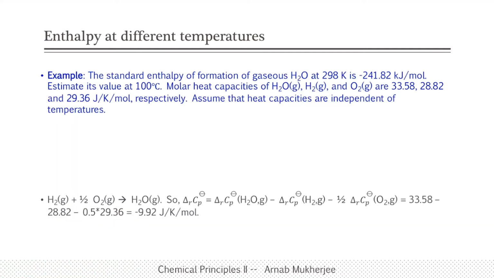So, that formula is very clearly here. First we write down the reaction, H2 plus O2 gives H2O, then we calculate the delta RCp, that means the reaction heat capacity, which is given by terms with the stoichiometric coefficients, and that gives us a delta RCp of minus 9.92. Now, how much change in temperature is there from 298 to 373? That will be 75 degrees. So, 75 multiplied by 9.92 and add the value that was there, 241.82. Once we do that, we get minus 242.6 kilojoule.